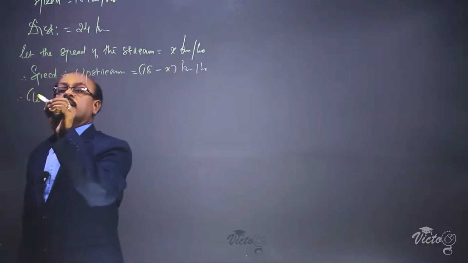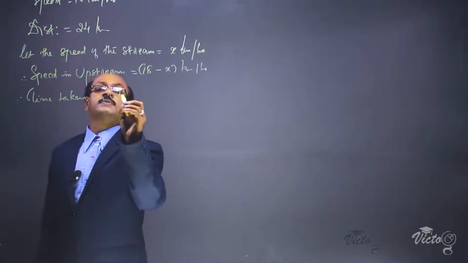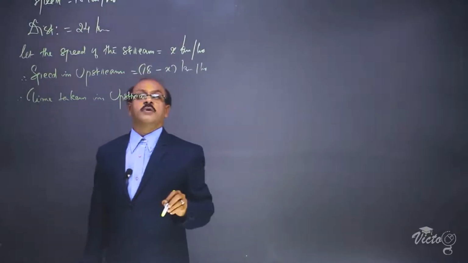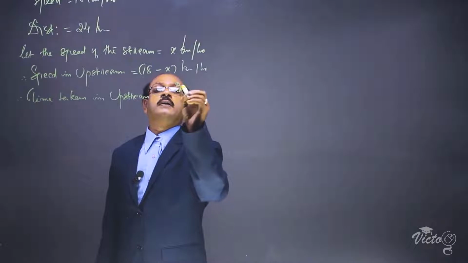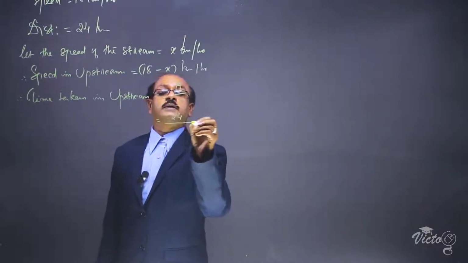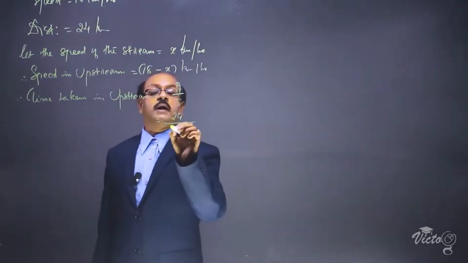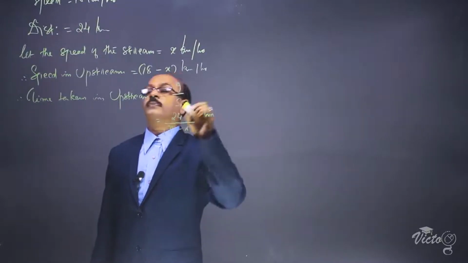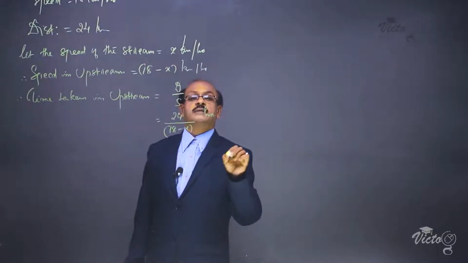Therefore, time taken in upstream. The formula is distance by speed. Distance is equal to 24 kilometer and the speed is 18 minus x kilometers per hour. Time taken in upstream is equal to 24 divided by 18 minus x hours.